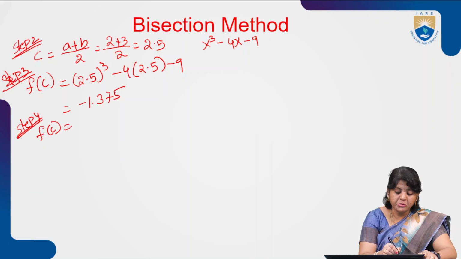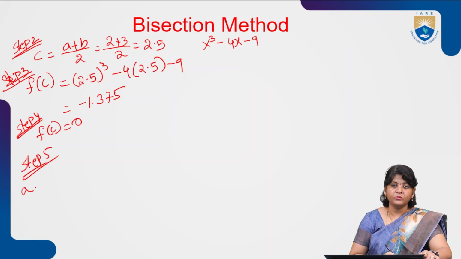If f of C is equal to 0, then stop the iteration. If f of C is not equal to 0, then you need to continue the steps. Step 5, what does it say? If a negative value is attained, you need to change the A value. If a positive value, then you need to change the B value. So we got f of C as a negative value, so we need to change the A value.